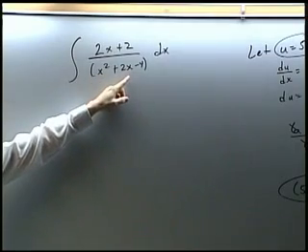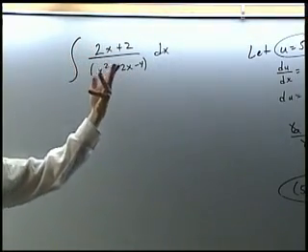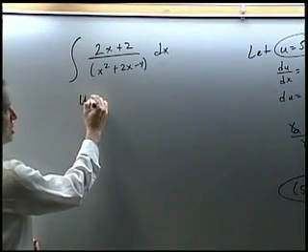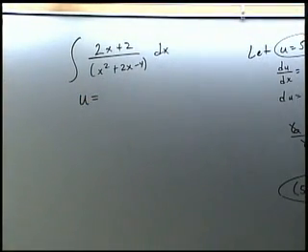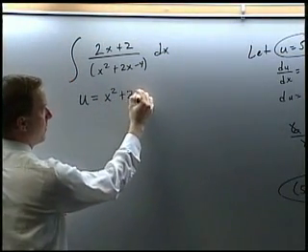As we look at the bottom one, the derivative of the bottom one is what? 2x plus 2. It's perfectly matched up with the top. So yes, substitution will work in this example really well. All right, so u is equal to what? Yeah, I want to let u equal the denominator.